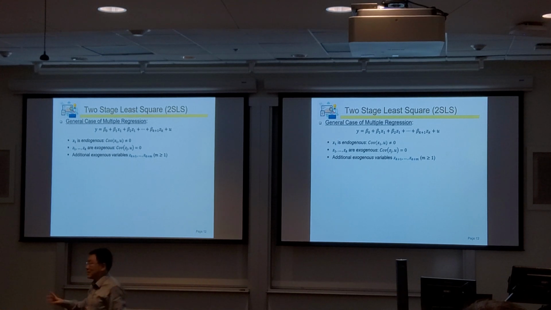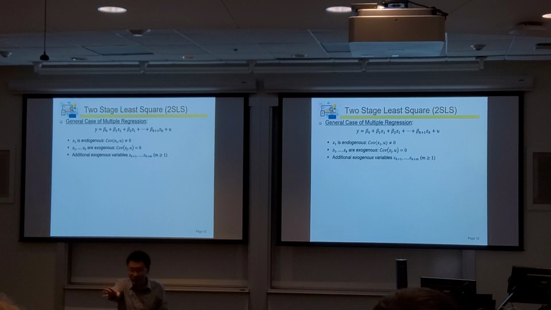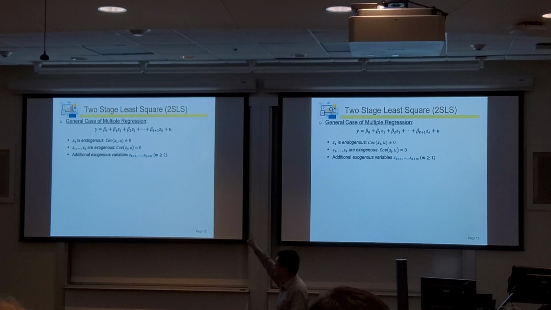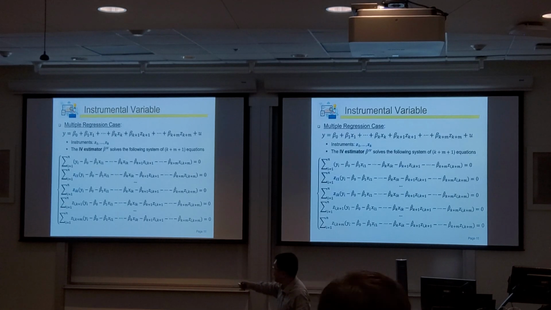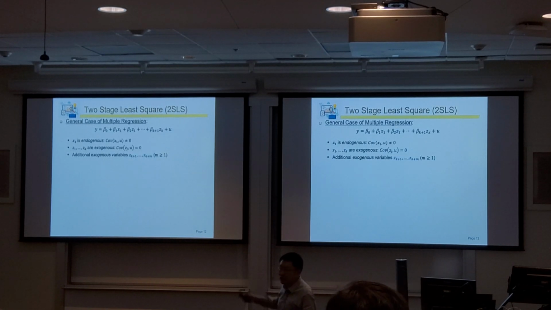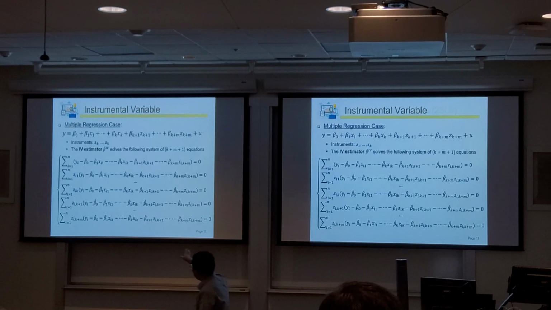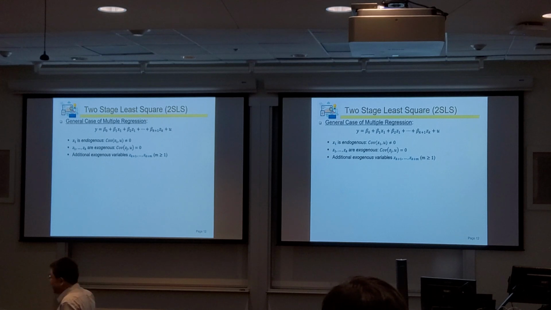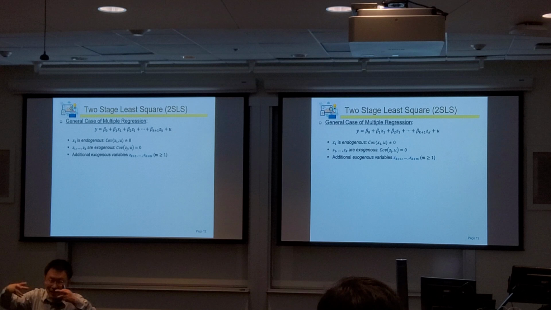Now, but that's a general estimation. But what we want to talk about next, what you're going to do in the homework exercise, is another approach called two-stage least squares. And that's actually a more commonly used approach than the general IV approach. The good thing about two-stage least squares is that with the general IV approach, you need to have the same number of IVs and the number of endogenous X variables. But two-stage least squares allows you to have more IVs than the number of endogenous X variables.